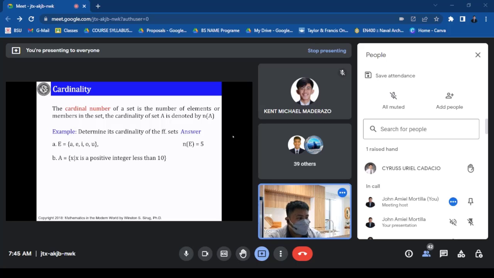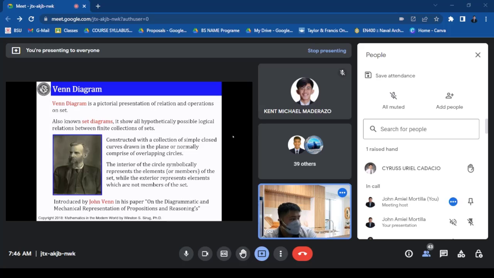So, A is equals to X such that X is a positive integer less than 10. So, N of A is equals to 9. So, bibilangin nyo lang yung terms na nasa loob ng ating set. So, that is the cardinal numbers. So, we have C, dirt. So, N of C is equals to 4. Then, we have the theorem or uniqueness of the empty set. There is only one set with no elements.